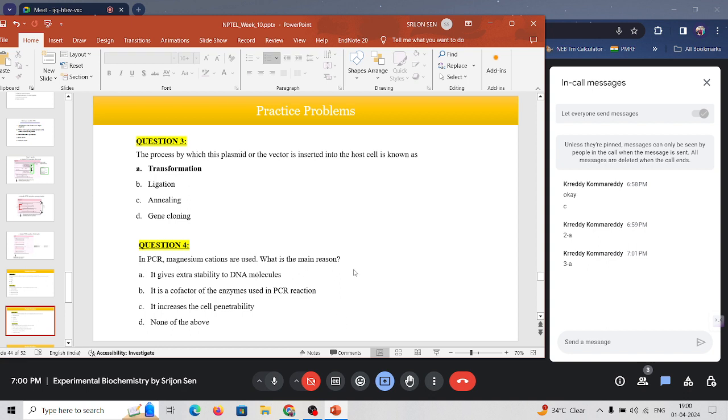In PCR, magnesium cations are used. What is the main reason? So why are magnesium ions used? It gives extra stability to DNA molecules, it is a cofactor of the enzymes used in PCR reaction, it increases the cell penetrability, or none of the above. Yeah, very nice. So it is a cofactor of the enzymes used in the PCR reaction.